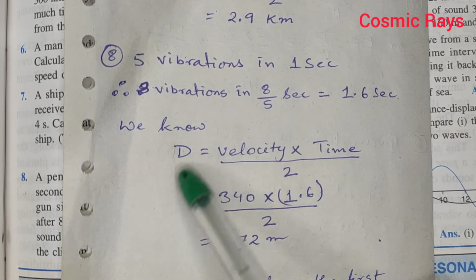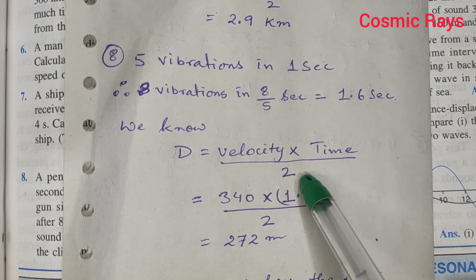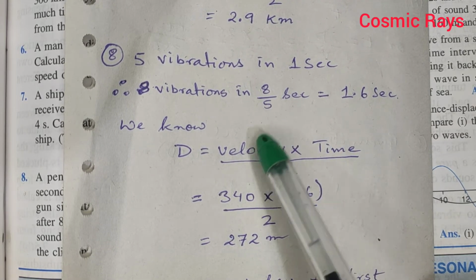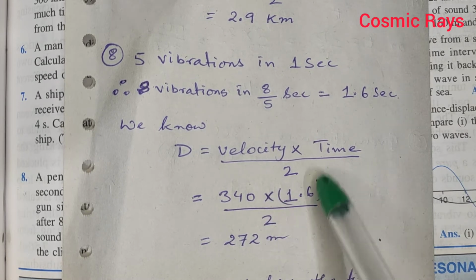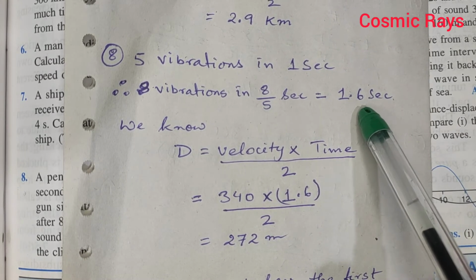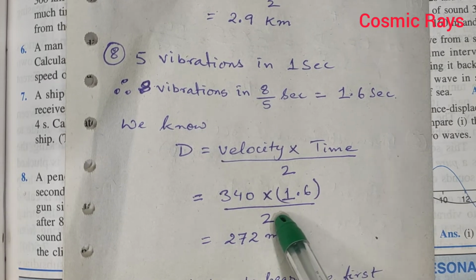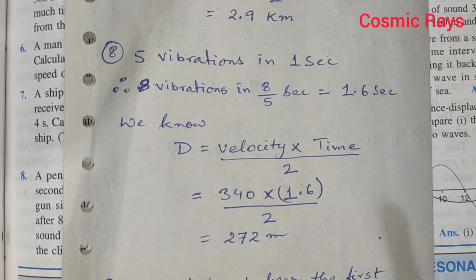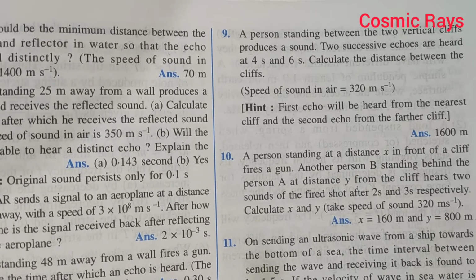Now we know that distance is equal to velocity multiplied by time divided by 2. Velocity has been provided to us, that is 340, multiplied by the time we have calculated using the pendulum, 1.6, divided by 2. This is a simple calculation which gives us the answer 272 meters. Now we check the next question, question number 9.